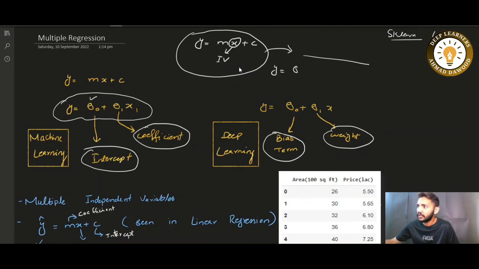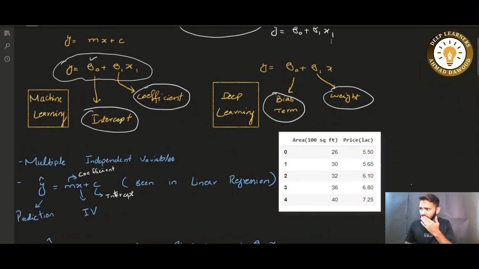y equals theta 0 plus theta 1 x1. I also told you that you can use different notations, it's not important, you can see the variable names, so it's up to you, you can use any notation here. Here I am using theta 0, theta 1 x1, and it's the same: theta 0 is like an intercept and theta 1 is a coefficient.